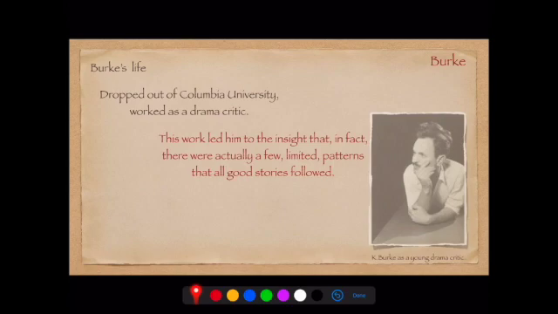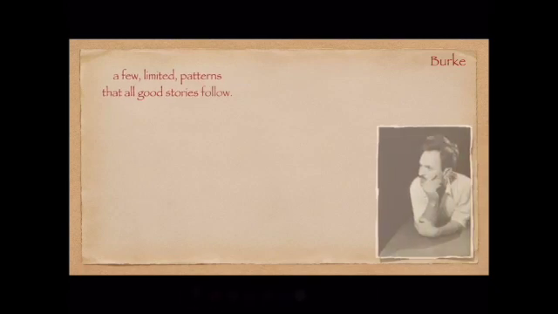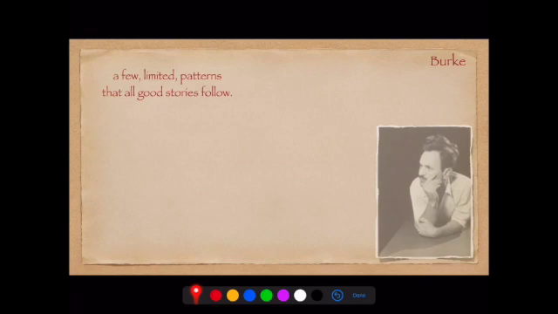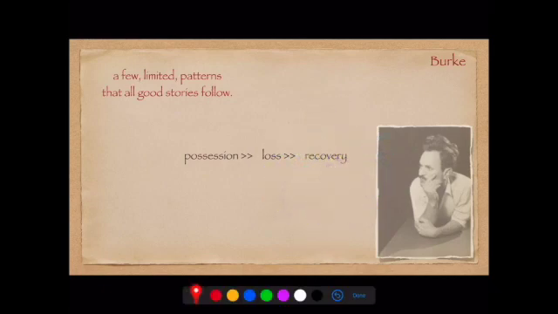But honestly, Burke begins to say to himself, there are actually very few limited patterns, and all the good stories follow them. All the really good stories follow the same set of patterns. Let's talk about those patterns that all good stories compose, and let's get a look at those. Essentially, the kinds of patterns that Burke is thinking about are things like possession, loss, and then that's followed by this climax of recovery. Okay? That's the kind of pattern that Burke is thinking of.